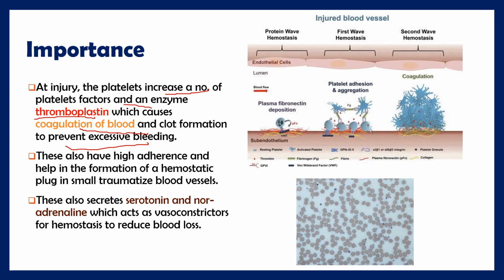So also these platelets have high adherence, and it helps in the formation of the hemostatic plug, or the constriction of the blood vessels, to make less blood release from the blood vessels, right? And these platelets also secrete serotonin and noradrenaline, which act as vasoconstrictors for hemostasis to reduce blood loss. Hemostasis is the process when there is blood clot formation. So in the next video we will discuss hemostasis. This will be the core topic of our next video.